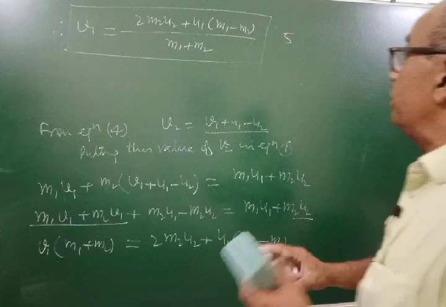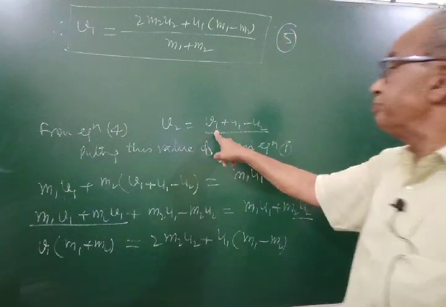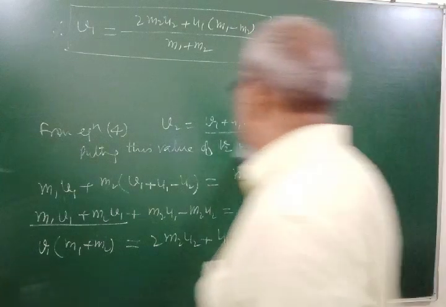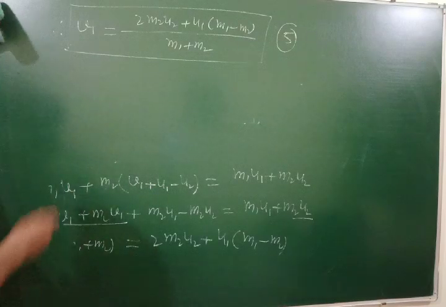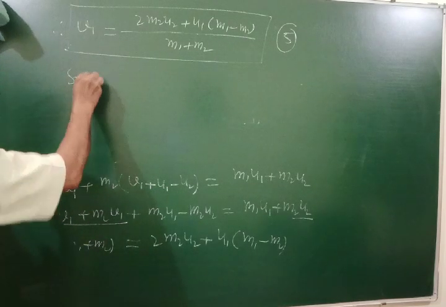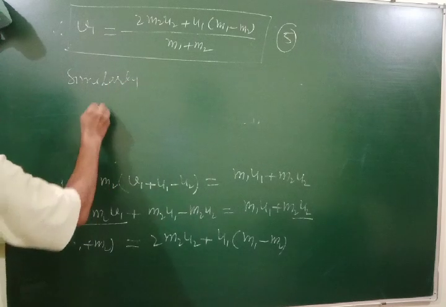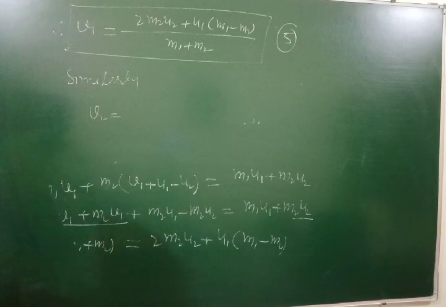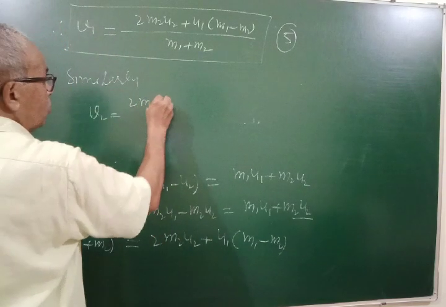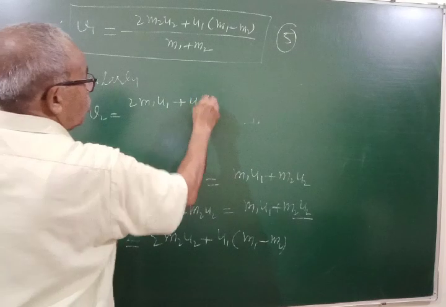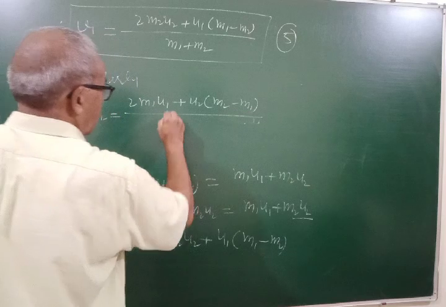Now to find V2, put this value of V1 here and you will get V2. Similarly, V2 is equal to, here it was 1, here 2, where there is 2 put 1: 2 m1 u1 plus u2 bracket m2 minus m1, upon m1 plus m2. Very simple.